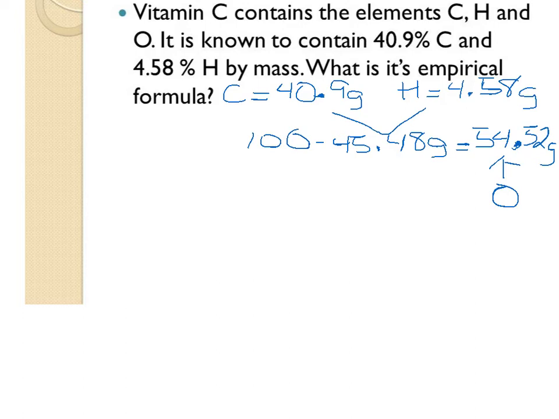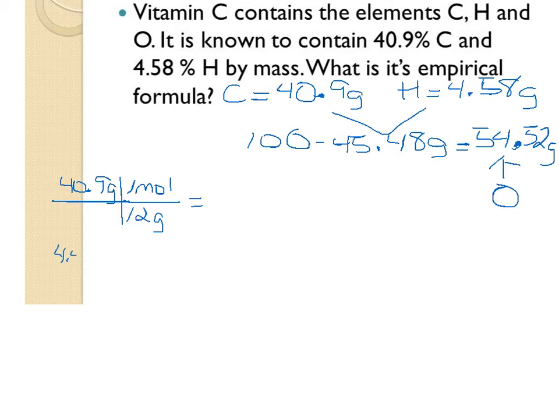Now that we have that, we can now convert all of our grams to moles. So we have our 40.9 grams. Change it to moles. 1 mole goes up here. The molar mass of carbon, which is about 12 grams, will go on the bottom. We'll set all these up first and then we'll do the actual math in a minute.